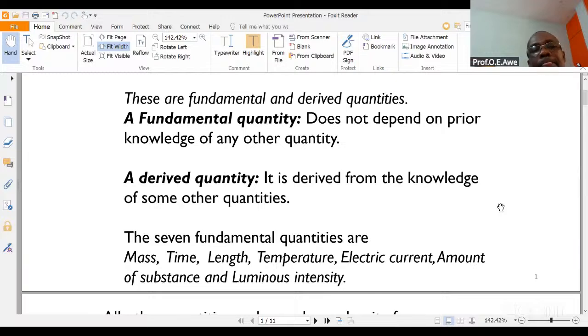Another quantity that is fundamental is the amount of substance. Amount of substance. The last one on the list is luminous intensity. So these are the 7 basic fundamental quantities.